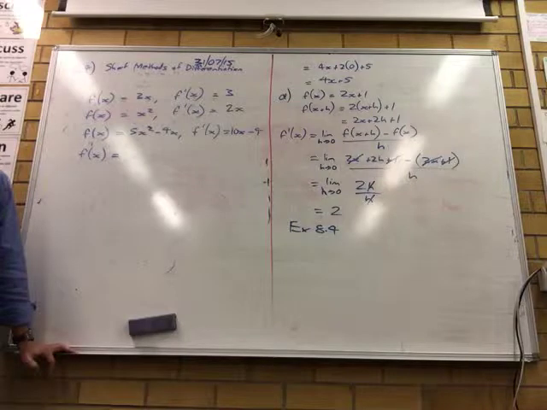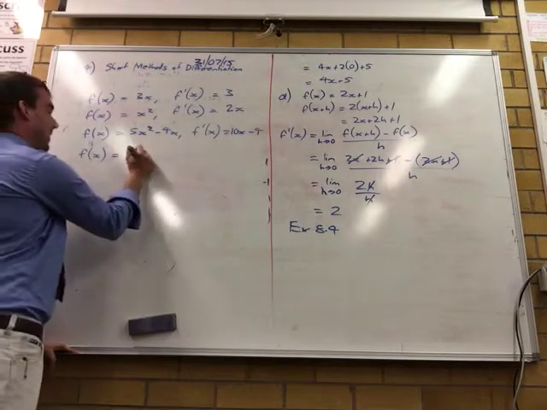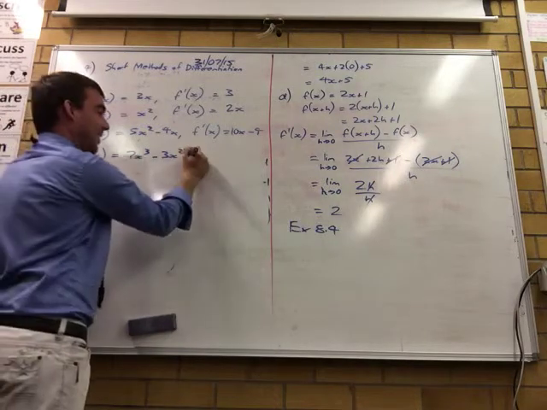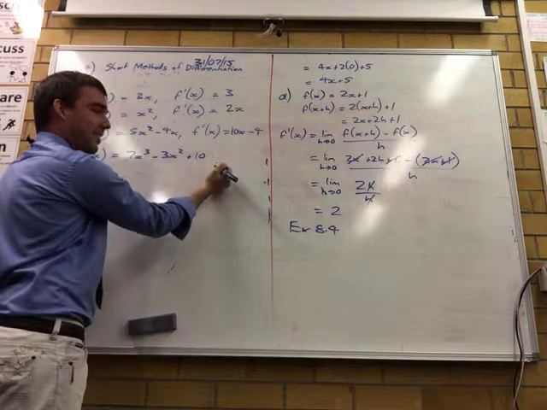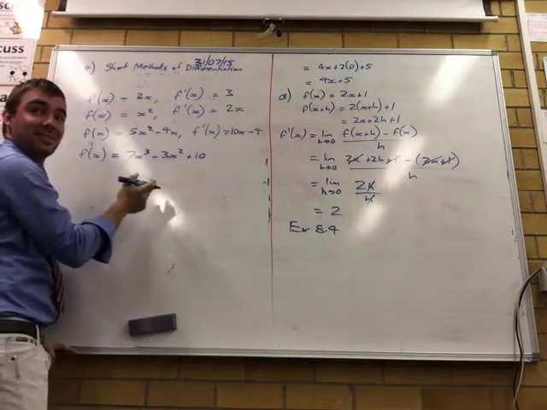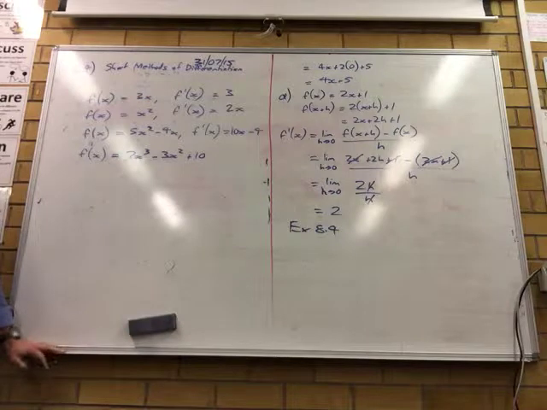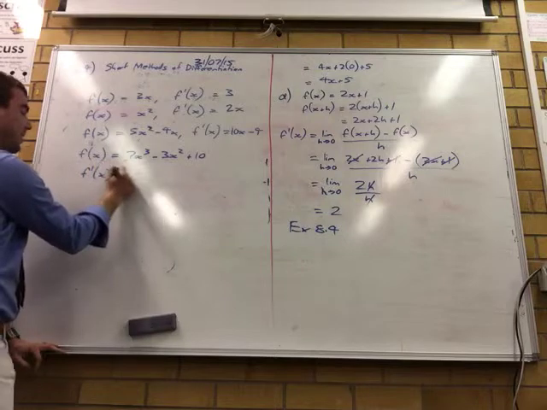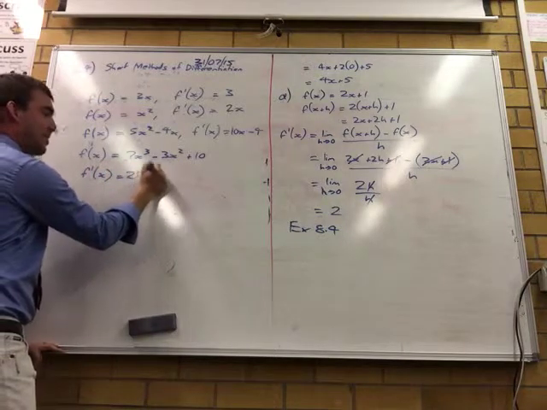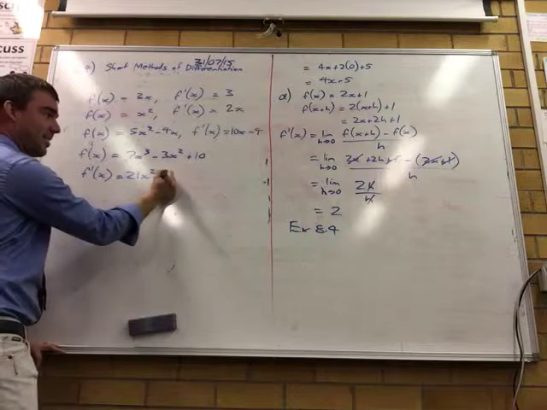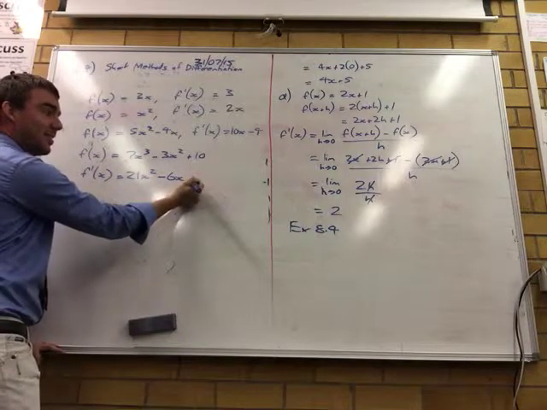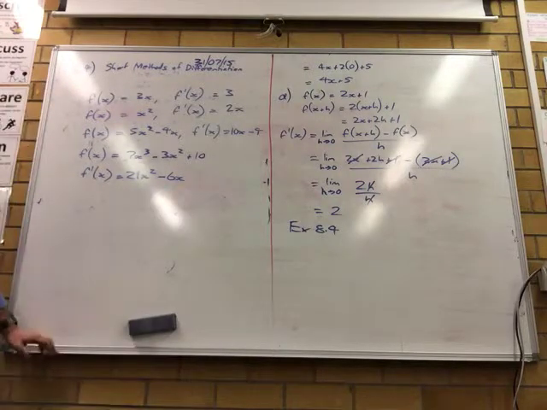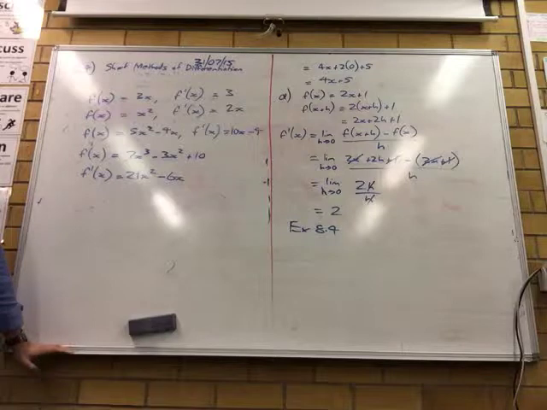7x to the power of 3, minus 3x squared, plus 10, plus 21, negative 6. What's the answer then? 21x squared, take away 6x, and then plus 10? Is that it? Yeah. Okay, great. Alright, Michaela's got it.